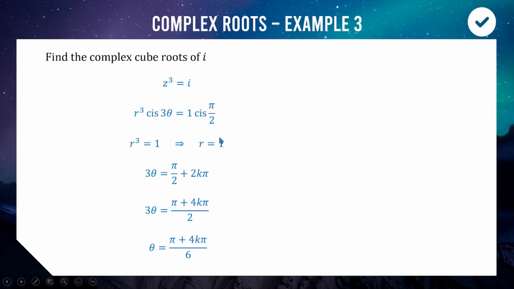Okay, so we have our moduli, we just need our arguments, and we need 3 of them, so we're going to substitute in 3 values of k. We're going to start with 0, then we'll do -1, and then we'll do +1. Okay, so when k is 0, we get just pi plus 0 over 6, so we get pi on 6. The next one, when k is -1, we get pi minus 4 pi, which is -3 pi on 6, which simplifies to minus pi on 2. Up next we have k equal to 1, so we have pi plus 4 pi, so we have 5 pi on 6.